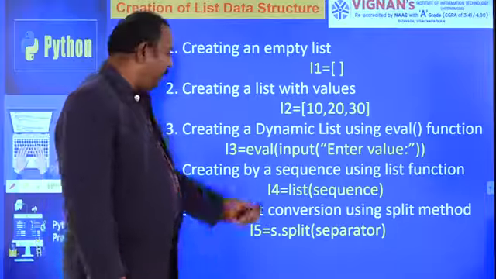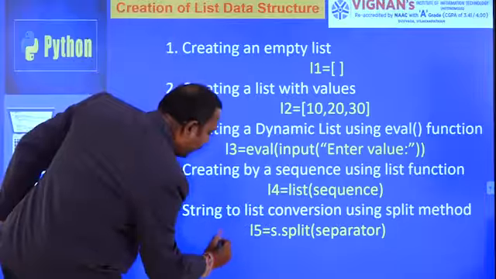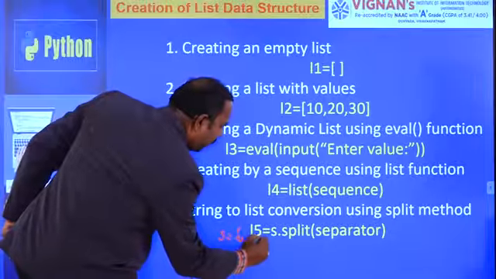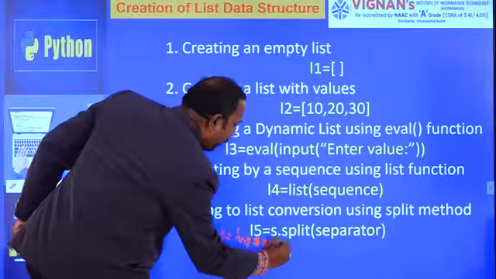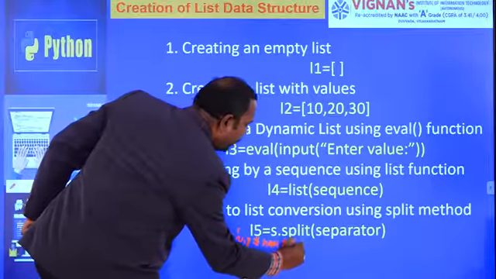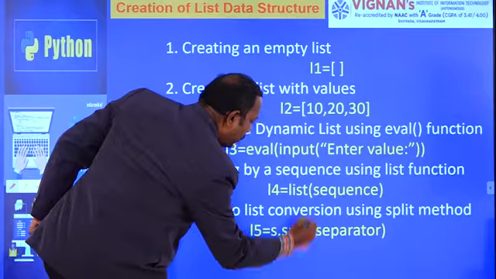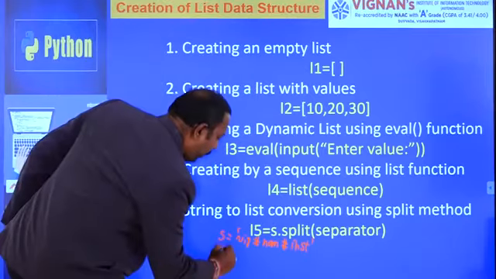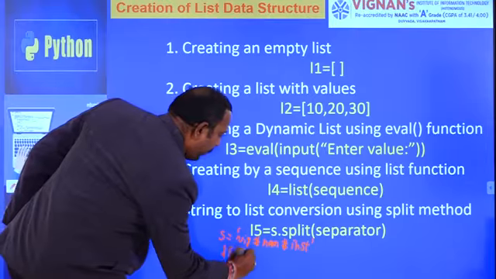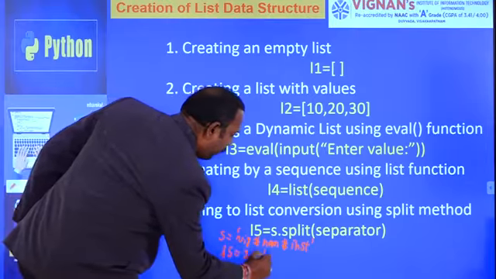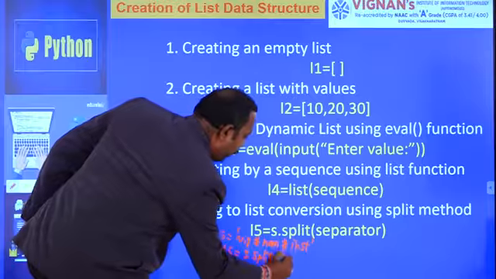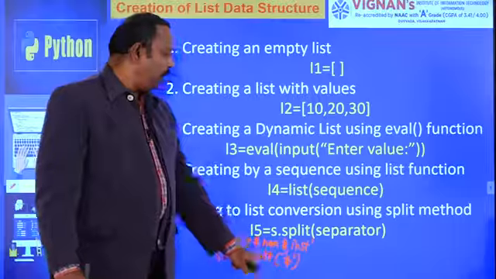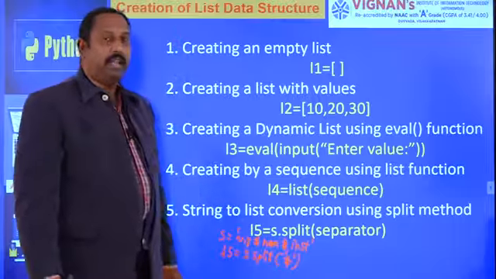And the last one is a string can be converted into a list by using the split method. For example, I have taken VIG hash NAN hash INST. Suppose I have taken it as a string value. Now I want to convert it into a list. L5 equal to S dot split of, we have to use hash here. Whenever you get this particular separator, it will be converted into a list element.